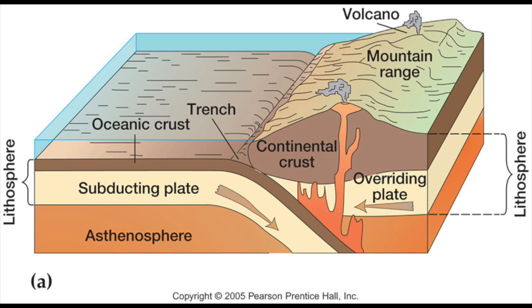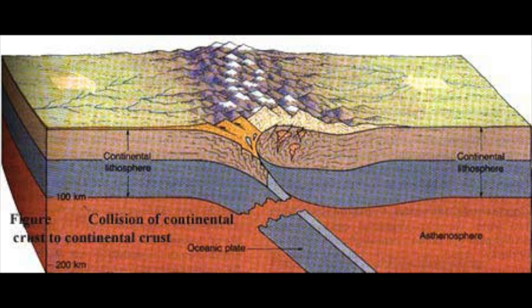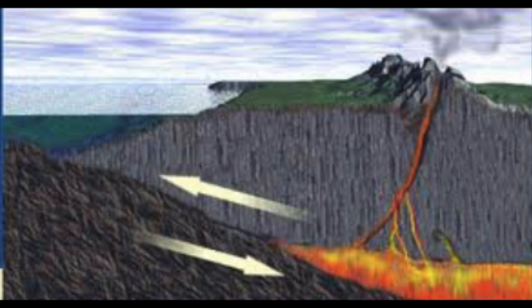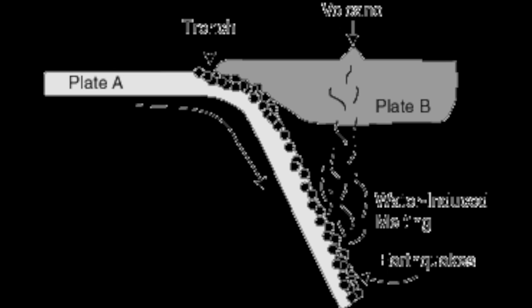At convergent boundaries, plates collide, producing features including trenches, volcanoes, and mountain ranges. When a continental plate collides with an oceanic plate, the less dense continental plate remains floating while the oceanic plate sinks below it. When a descending plate reaches about 100 to 150 kilometers, it begins to melt and forms magma. Eventually, some of this magma may reach the surface and cause volcanic eruptions.